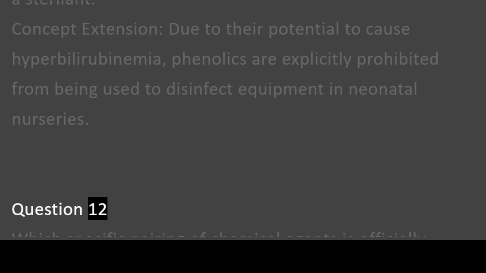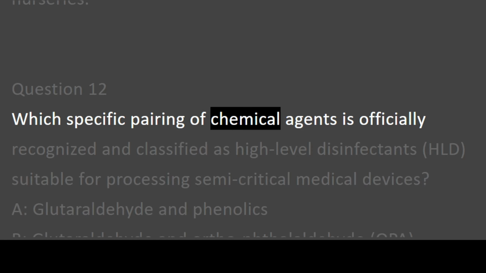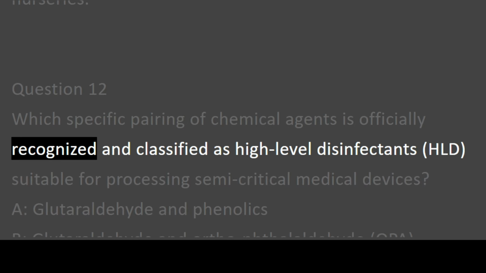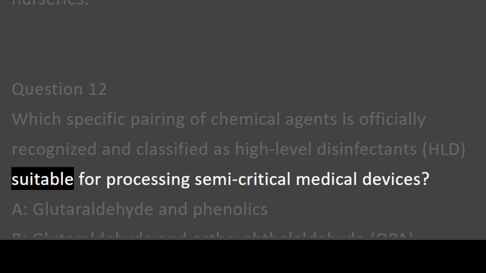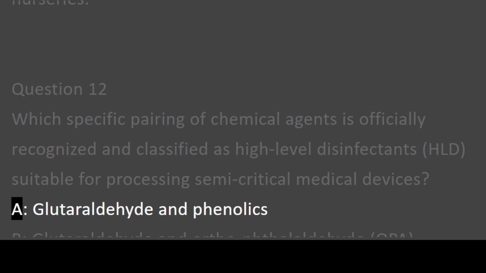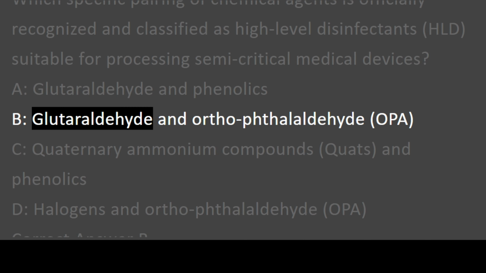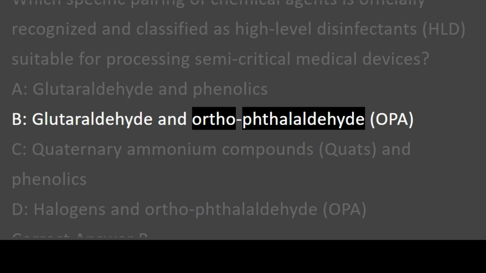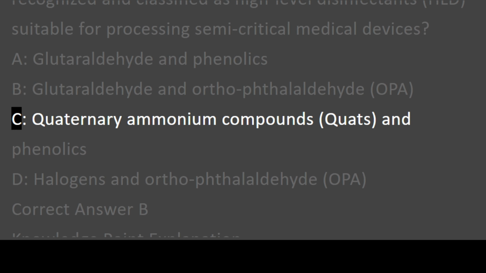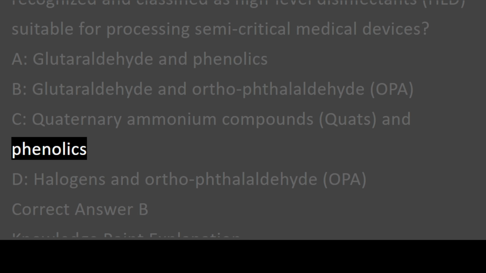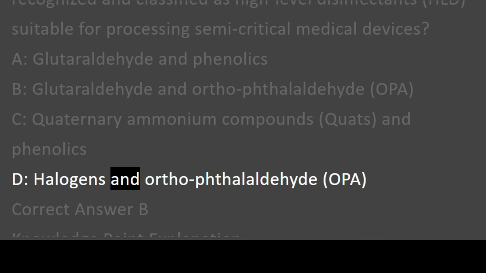Question 12. Which specific pairing of chemical agents is officially recognized and classified as high-level disinfectants, HLD, suitable for processing semi-critical medical devices? A. Glutaraldehyde and phenolics. B. Glutaraldehyde and orthophthalaldehyde, OPA. C. Quaternary ammonium compounds, quats, and phenolics. D. Halogens and orthophthalaldehyde, OPA.